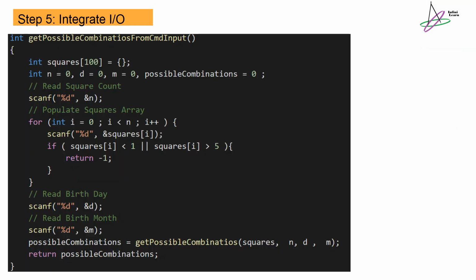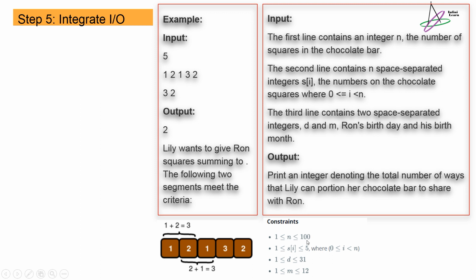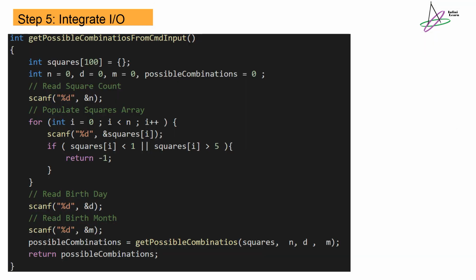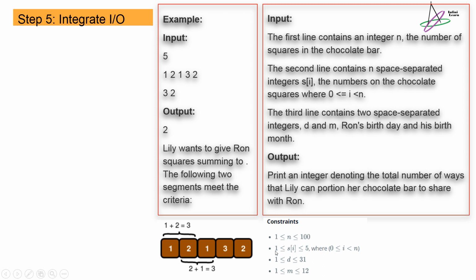So we'll write another function which simply says squares is 100 squares we'll take. Why? Because the limit here is 100. We just want to be sure that we are always having the same number of squares, right? And initialize n, d, m, and possible combinations to 0. Read the number of squares, populate the value of the squares from the command line, as the condition says the value should be between 1 and 5. If it is not, then we're returning -1, because this is the constraint here.